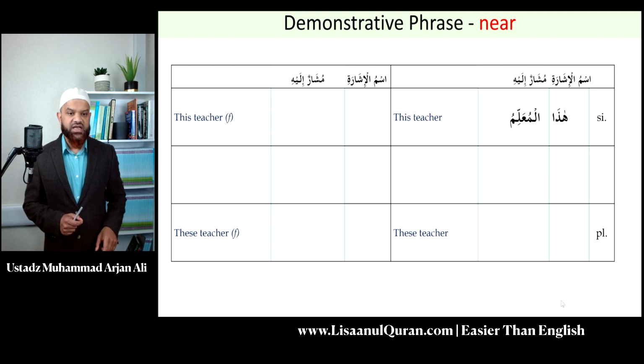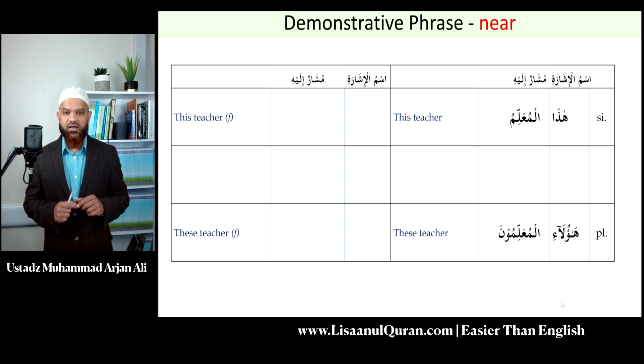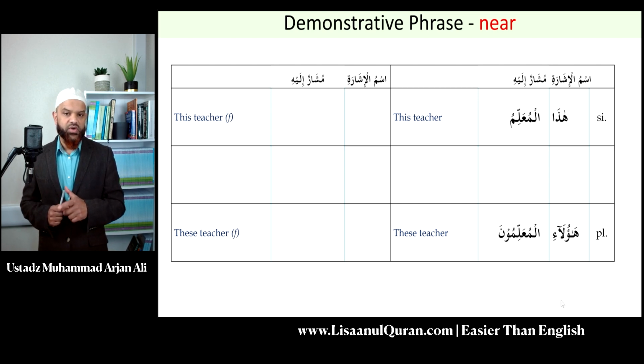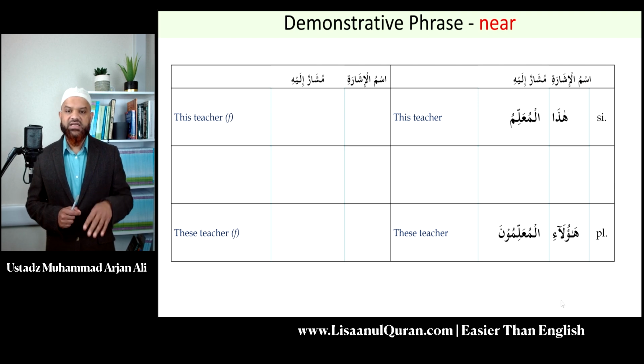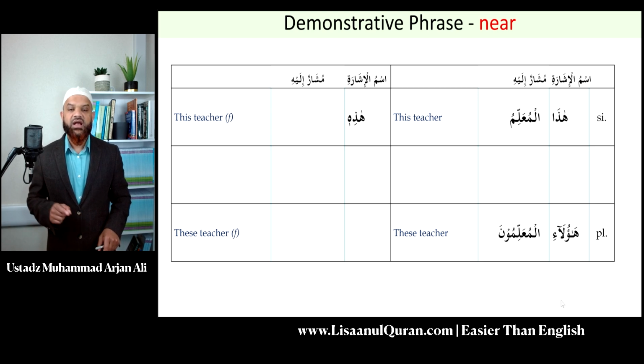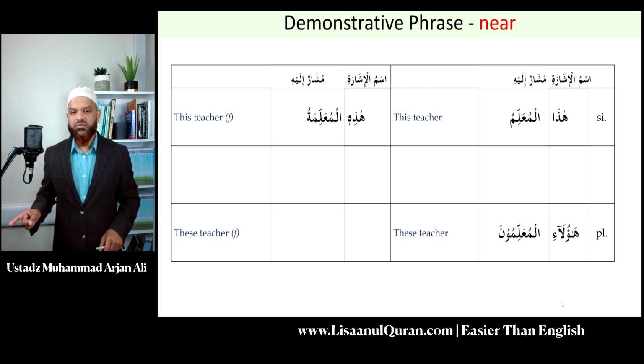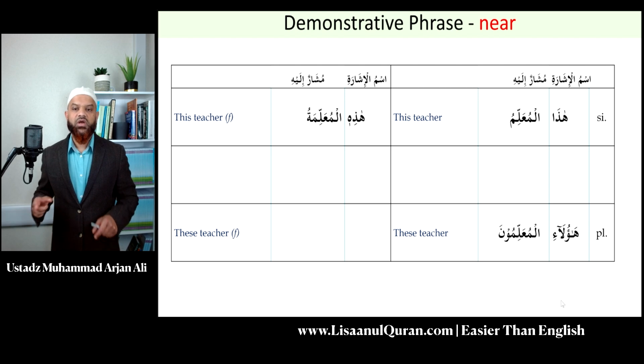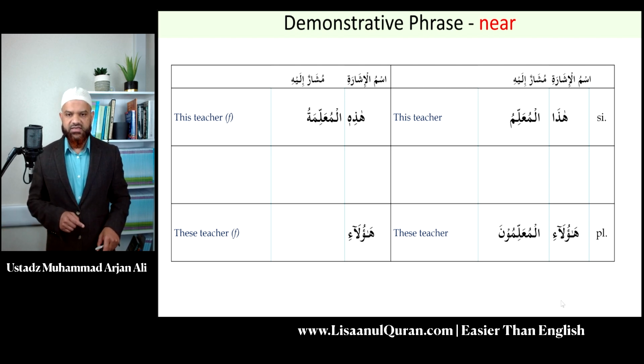Now, if I want to say these teachers, I will say هؤلاء المعلمون. هؤلاء المعلمون. Again, you can see very easy, these teachers. So this teacher, هذا المعلم, هؤلاء المعلمون, these teachers. Now, as far as the feminine is concerned, exactly the same principle. هذه المعلمة. هذه المعلمة, which is this female teacher. And of course, the plural will be exactly the same pointing word.